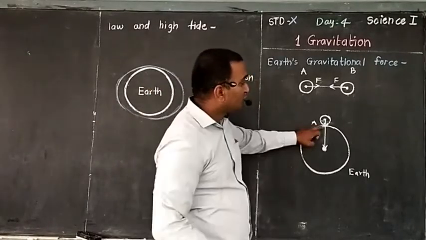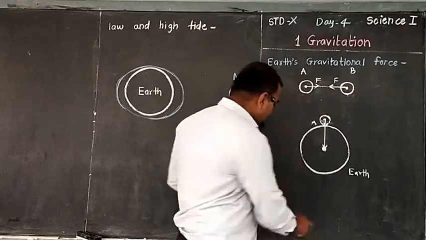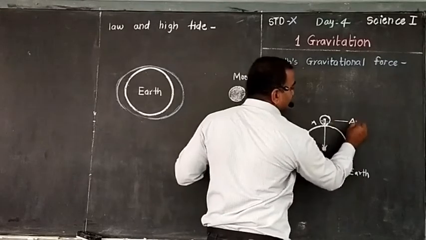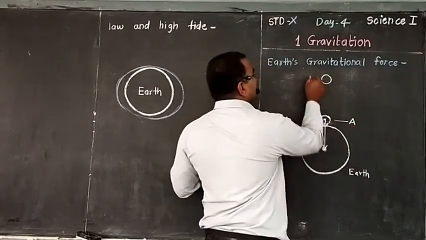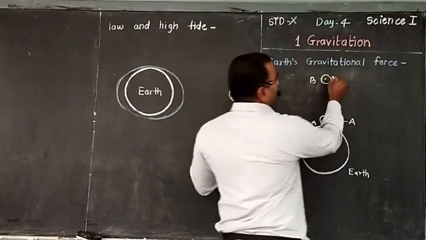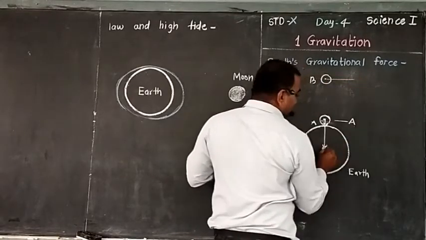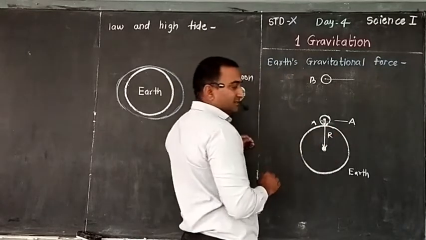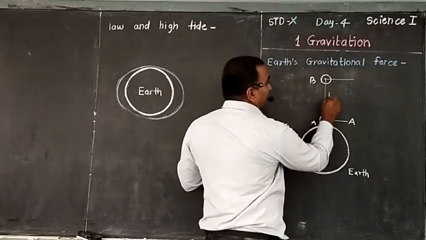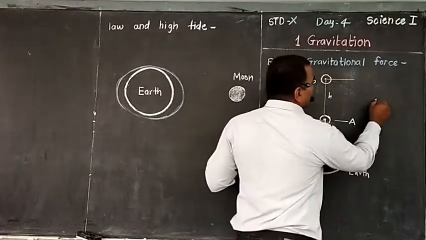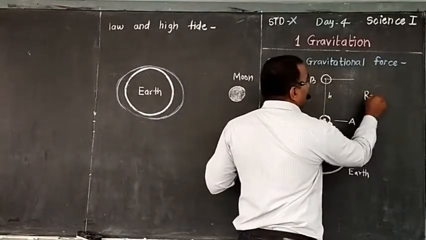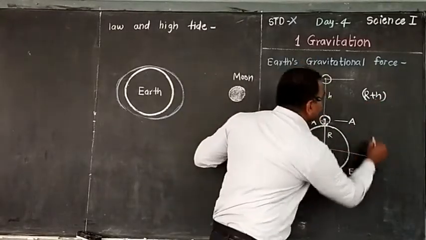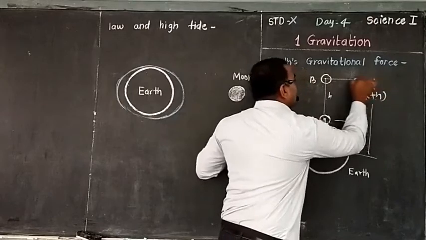If you throw the object up, as the height increases, see here, this object, this point is A. Now this object is here, that is point B. At point A the distance between the earth and the object is the radius, but here this much height has increased. So this total distance is now R plus H, this one R and this one H. This total distance is R plus H.